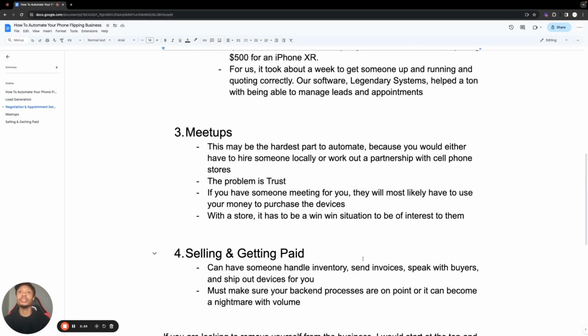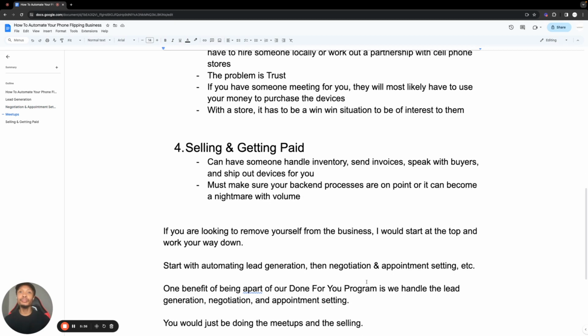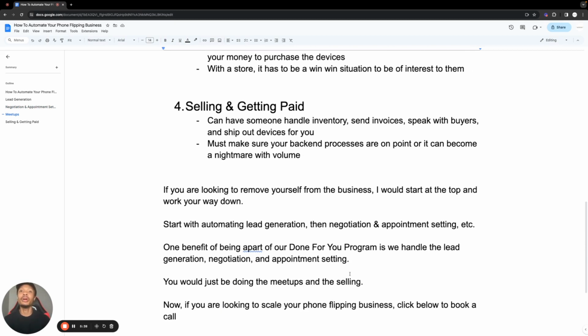Like I said, these two parts are going to be probably the hardest parts to automate. But once again, if your goal is to remove yourself from the business, these are the different parts that have to be automated. Okay. Now, one benefit of being a part of our Done For You program is we handle the lead generation, the negotiation, and the appointment setting for you.